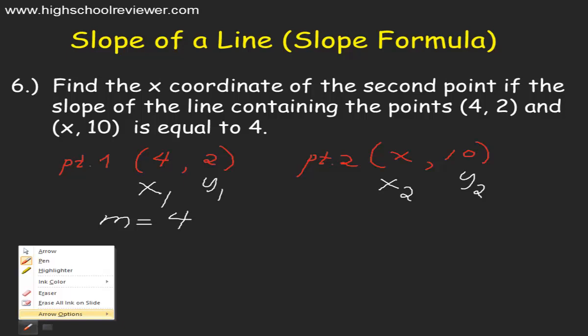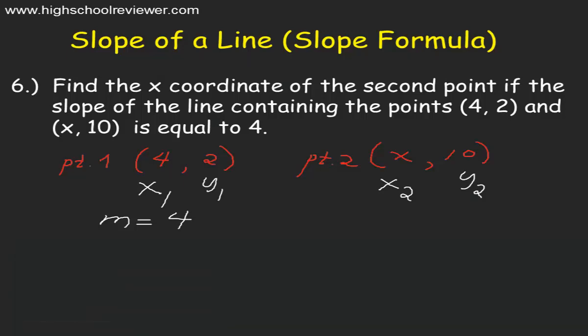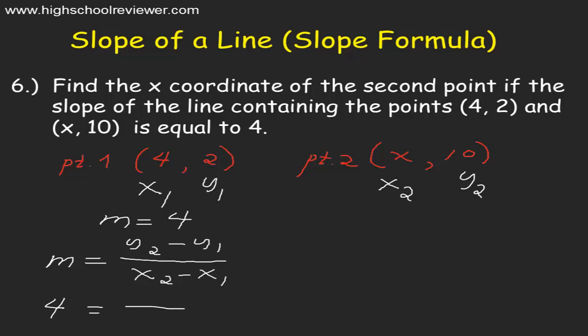Okay. So the formula for slope, again, is m is equal to y sub 2 minus y sub 1 all over x sub 2 minus x sub 1. And then we are going to substitute the values. For m we have 4 over 1 equals our y sub 2, that is positive 10, minus y sub 1, that is positive 2, and then our x sub 2 is x minus x sub 1, which is positive 4.